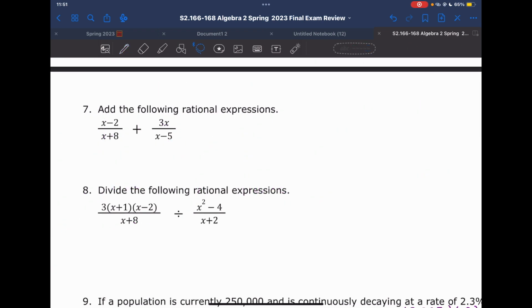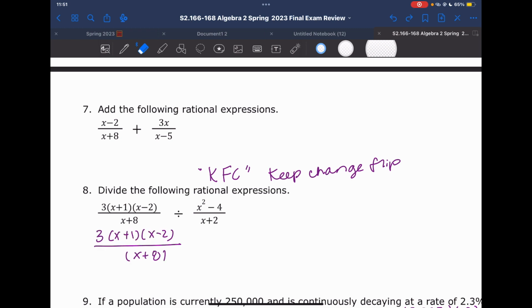For number 8, we're going to do keep, change, flip, or KCF. We're going to leave the first expression the way it is, change the division sign to multiplication, and then create the reciprocal of the second term, but we also want to factor the x squared minus 4. That's a difference of squares that's going to factor to x plus 2, x minus 2, and we're going to rewrite it in the second term.